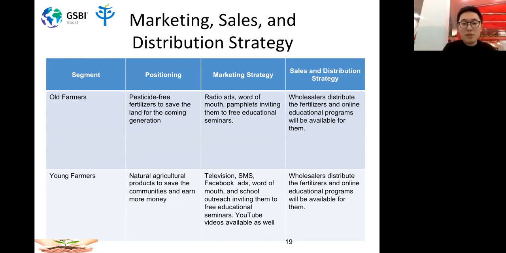But if you want to engage more young farmers, you can use Facebook. In China, you can use WeChat, Weibo, or something like that. It's social media. So to target really different segments, you have really different marketing strategies, and you have to use different channels to really reach them.